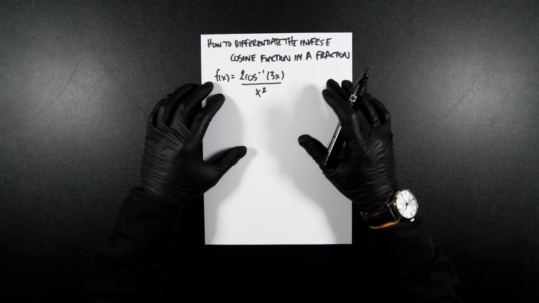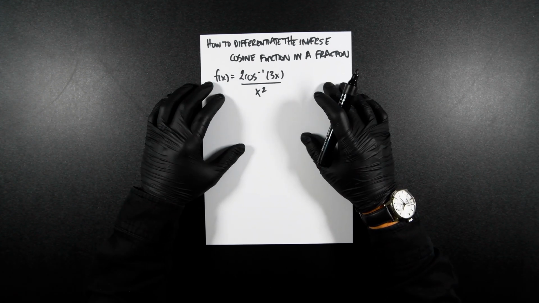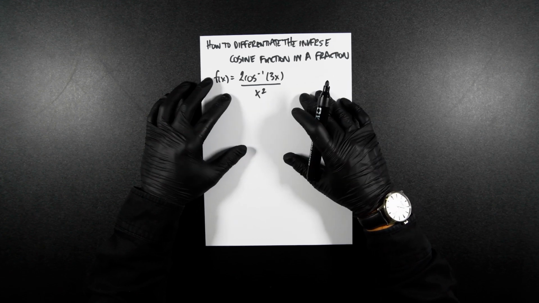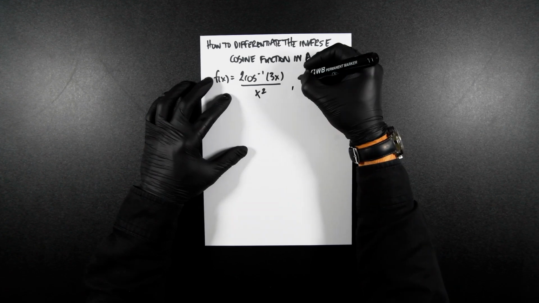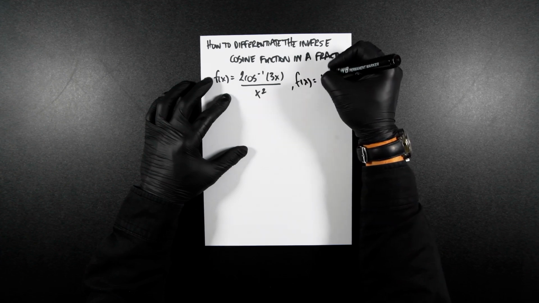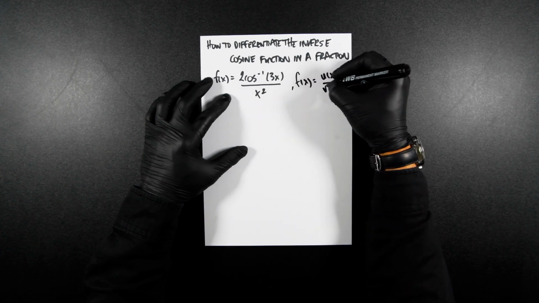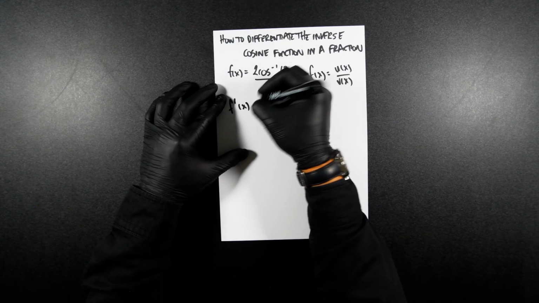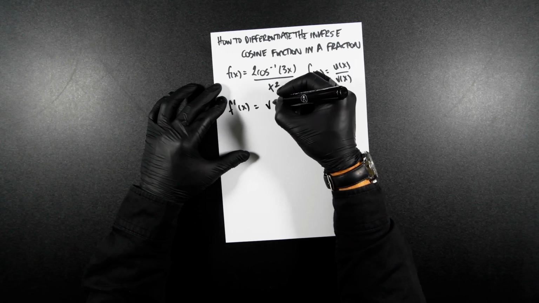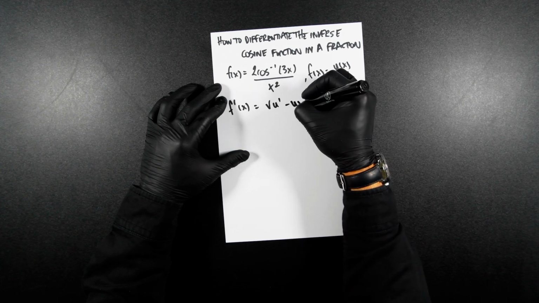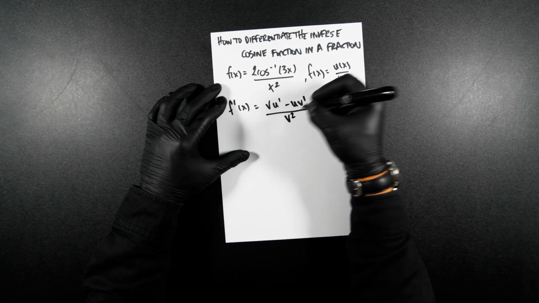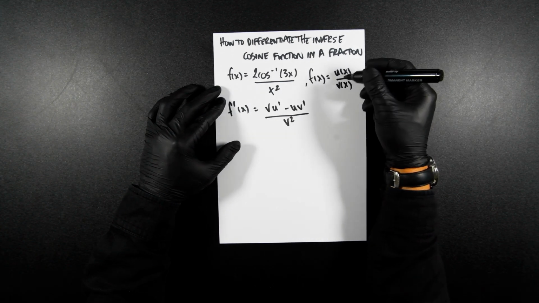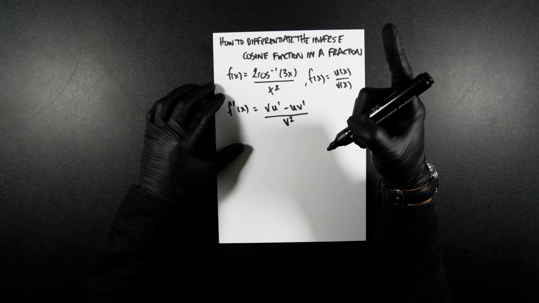I've done lots of videos on differentiating and integrating the inverse of the cosine, sine, and tan functions, but in this situation, it's stuck in a fraction. So we're first going to recognize that f(x) equals u(x) over v(x), and we're going to use the quotient rule, which is this differentiated once as (v u' minus u v') over v squared, where the dashes denote when the function or the part of the function has been differentiated once.